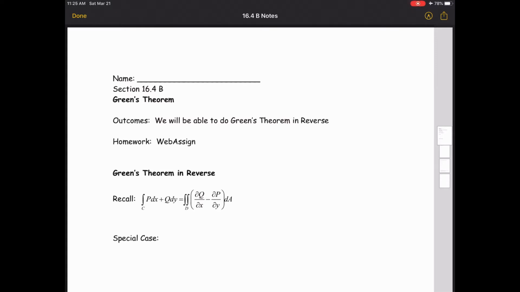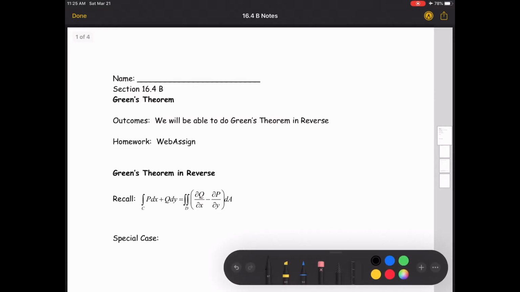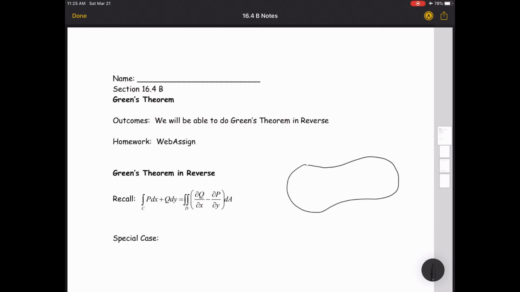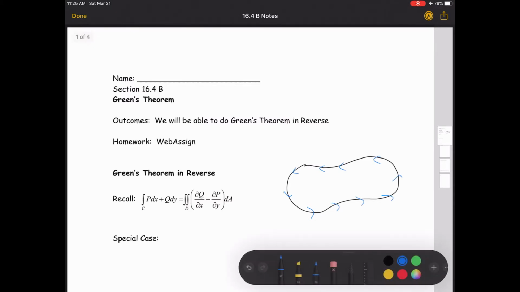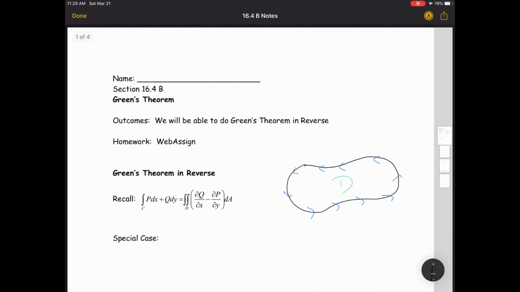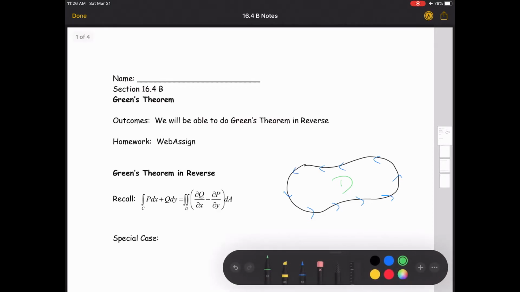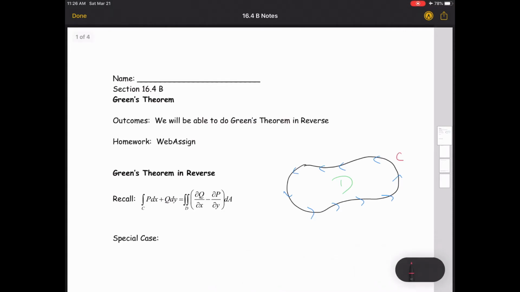So just a quick reminder, Green's theorem: you've got some kind of closed figure, which again we have to traverse counterclockwise. So something like that. And it's going to be over some kind of region D. So what's inside there is your domain. And what's on the outside here is basically your C.